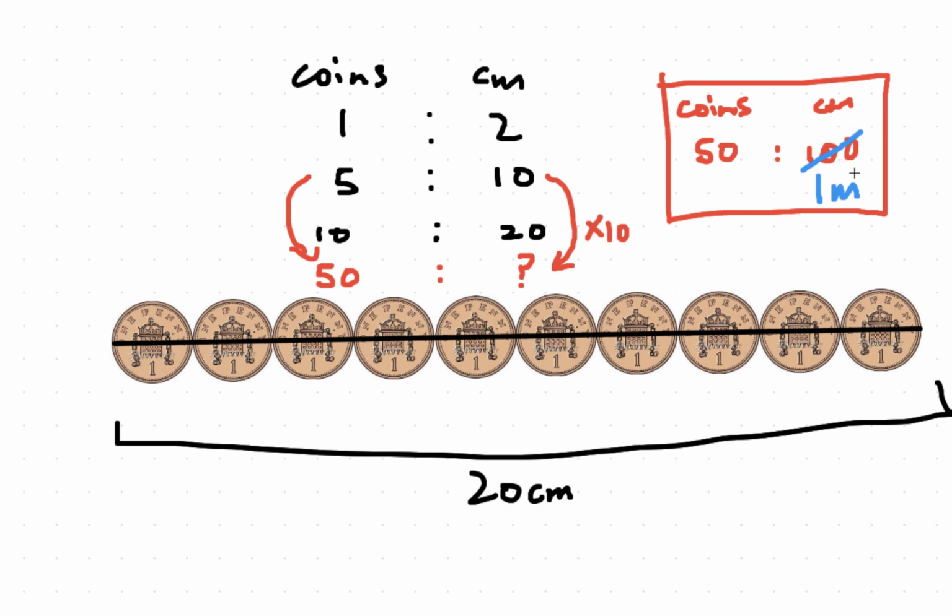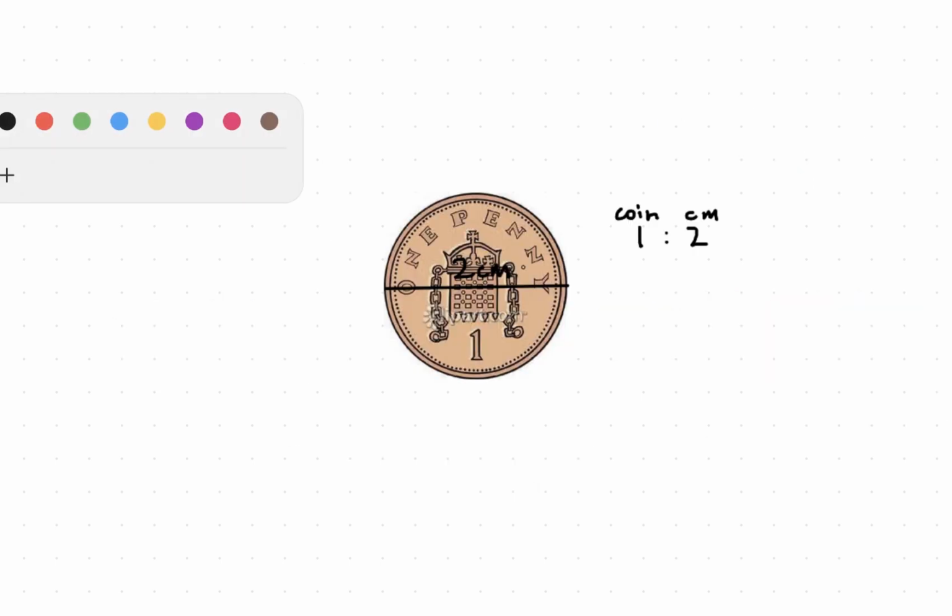Okay, we're not changing the number of coins. 50 coins is 100 centimetres, but we can call 100 centimetres by another name, 1 metre. Okay, so let's go to the next stage and just write out the ratios.